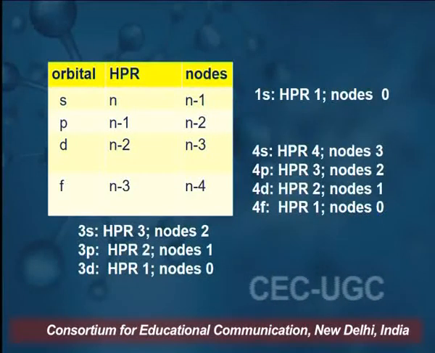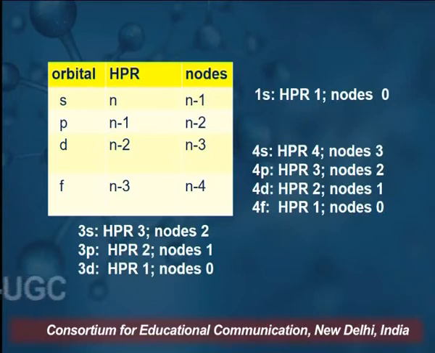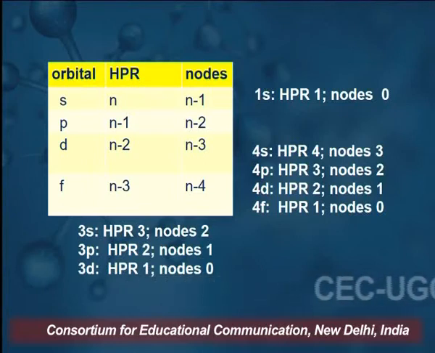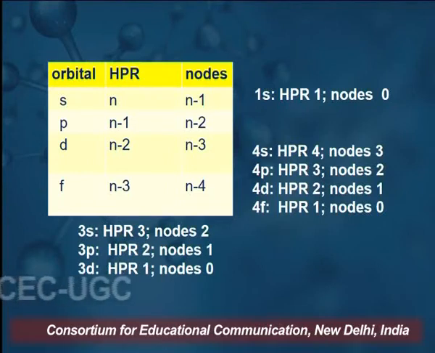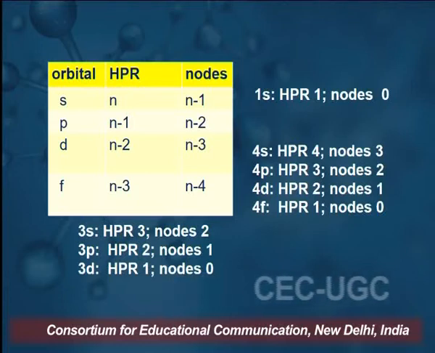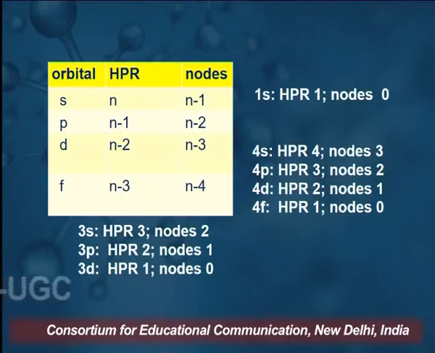When we talk of different orbitals, for s orbitals, HPR, that means the high probability region, is equal to n and nodes are n minus 1. For p, the HPR is n minus 1 and nodes are n minus 2. For d orbital, HPR is n minus 2 and nodes are n minus 3. And for f orbital, HPR is n minus 3 and nodes are n minus 4.